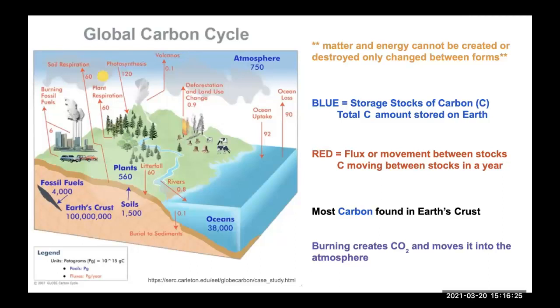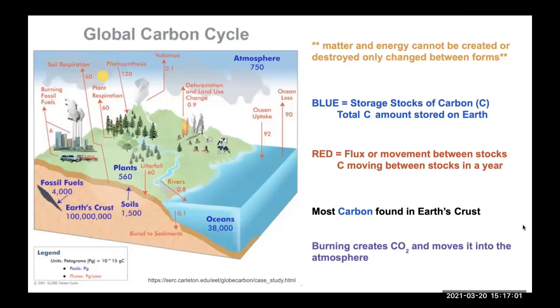So the blue numbers and descriptions are storage stocks of carbon, which is the total carbon amount stored on the earth. The earth's crust has around 100 million petagrams. The oceans have almost 40,000 petagrams. Soil, as in topsoil, has around 1,500 petagrams, which is about 10 raised to the 15th grams.